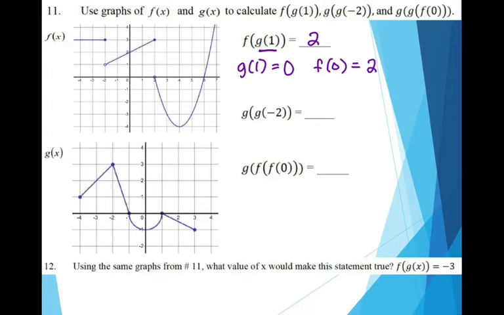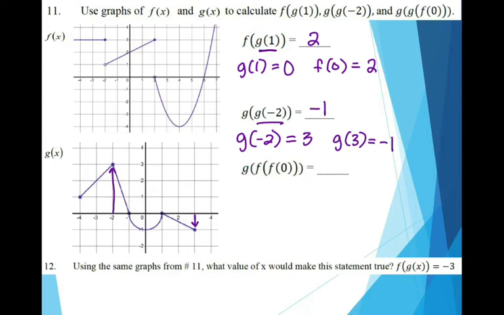All right. G of negative 2. I'm going to start by finding g of negative 2 first. Looking at my g function, I'm going to go to an x of negative 2, find that y value, which is 3, and now I'm going to find g of 3. So I'm going to go to my x value of 3, find that y value, which is negative 1.